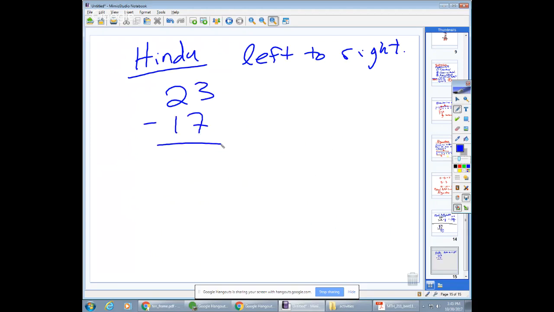So the way we would attack this left to right, we would say, okay, well, what's 20 minus 10? Well, it's 10. Then we try to take 7 from 3. Can we do that? No. Since we've already done this column here, we have to borrow from below. So I have to borrow from there in order to make that a 13. And then I can come down and say that's a 6. So the Hindu algorithm, we have to borrow from below.